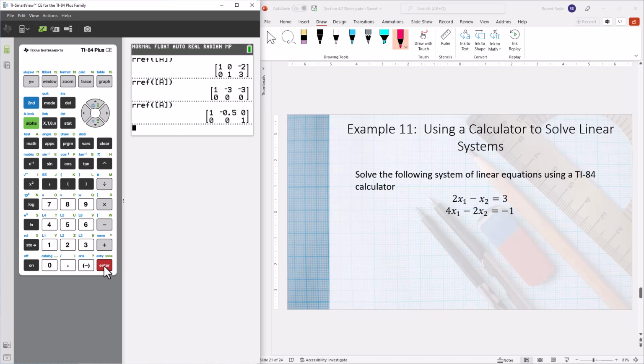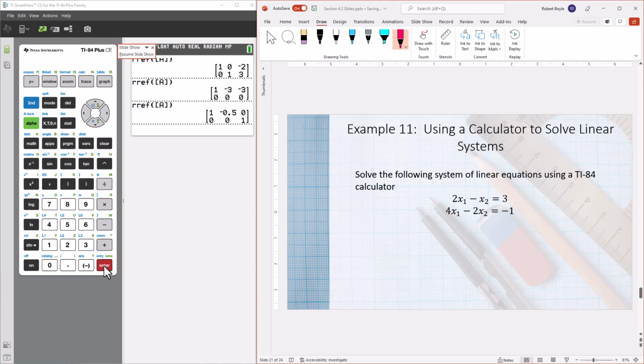Now take a look at what we have here. Our augmented matrix is going to be 1, -0.50, 0, 0, 1. Okay?